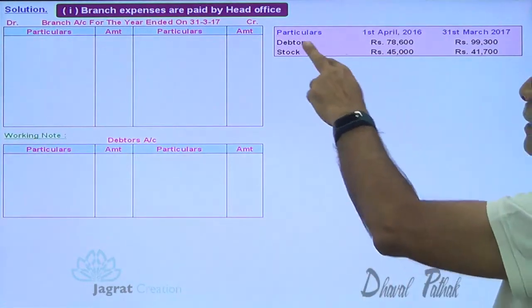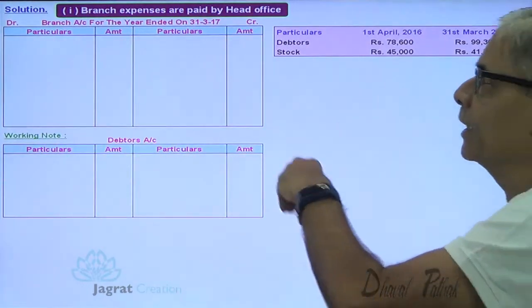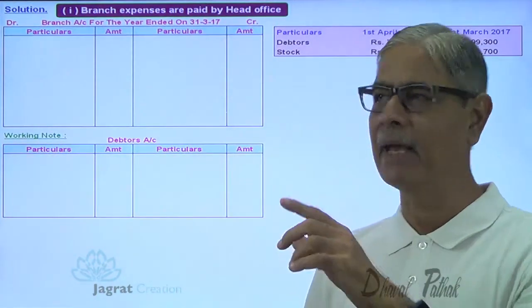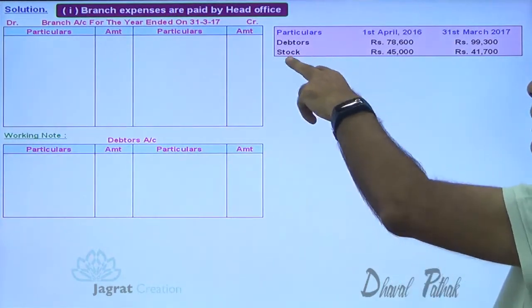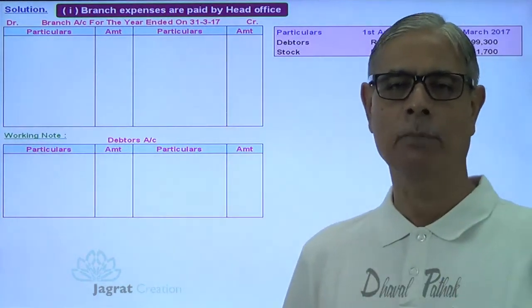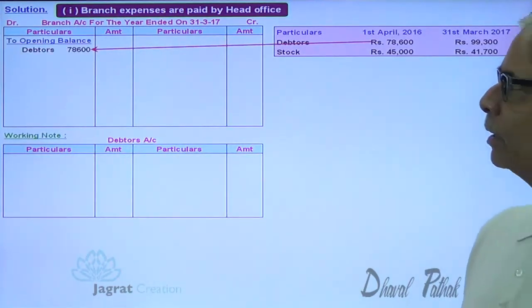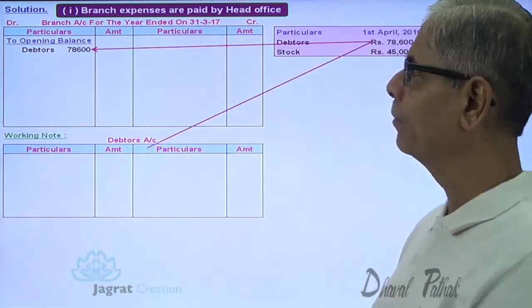Which two assets are given? Debtors and stock are the two assets given to this branch at the beginning of the year. Branch is the receiver, so branch account debit to debtors account, branch account debit to stock account. That is a normal entry. But we write it in a manner on the debit side of branch account: debit to debtors account.